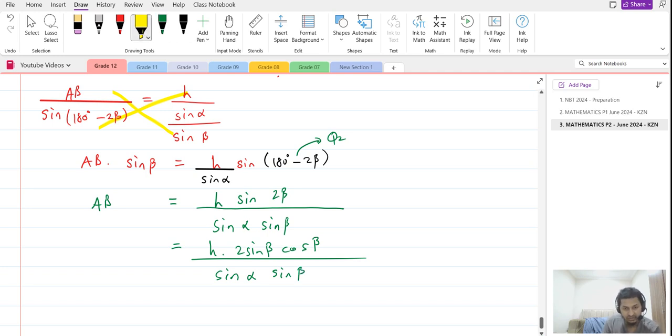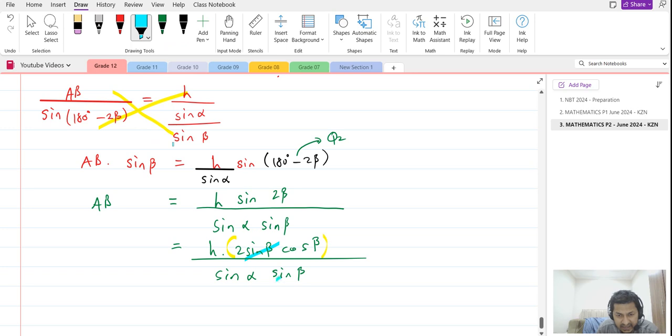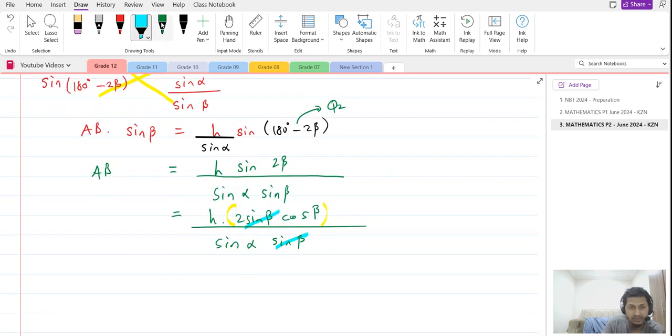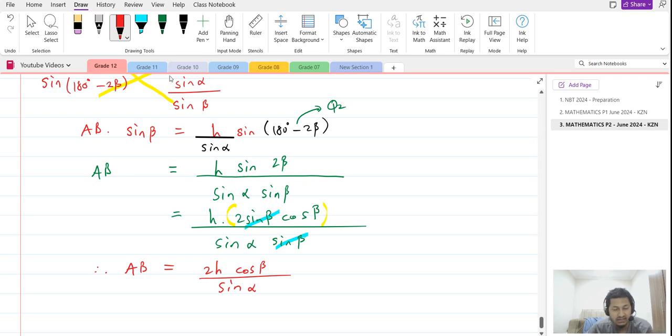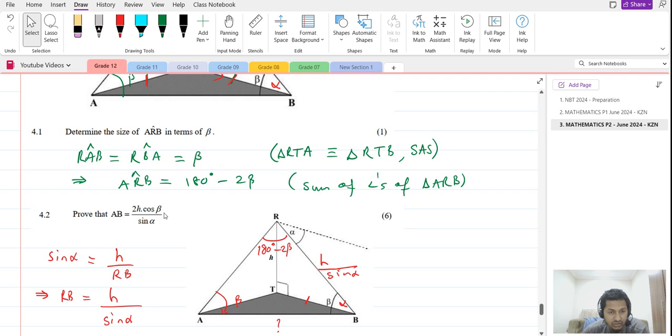Remember we substituted here, and now we're going to cancel the sine beta and the sine beta. So what are we left with? Therefore, AB is now equal to 2H cos beta over sine alpha. And is that what we want? Right, so it wasn't so bad. 2H cos beta over sine alpha.